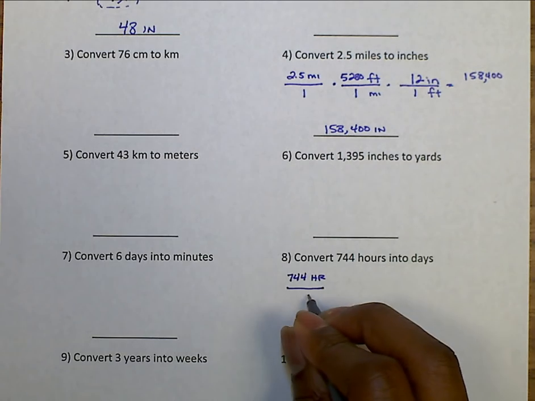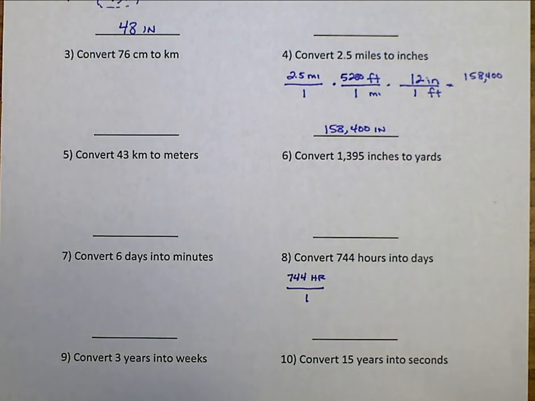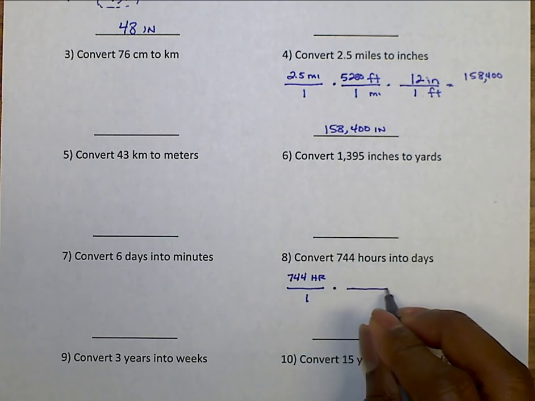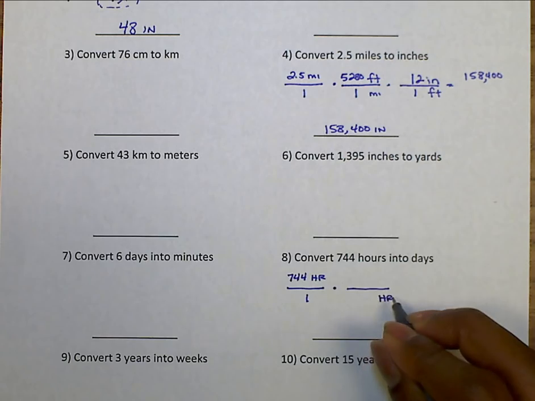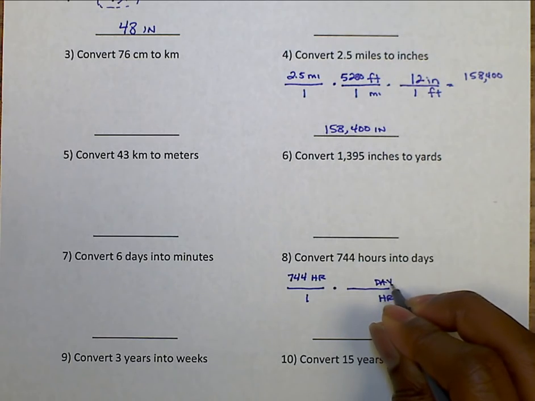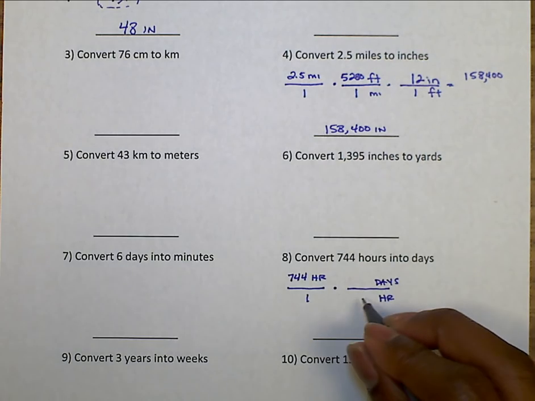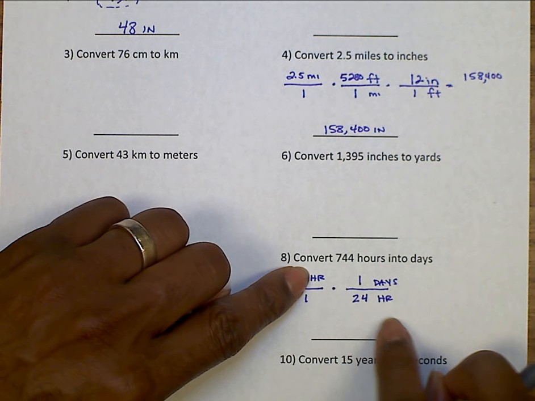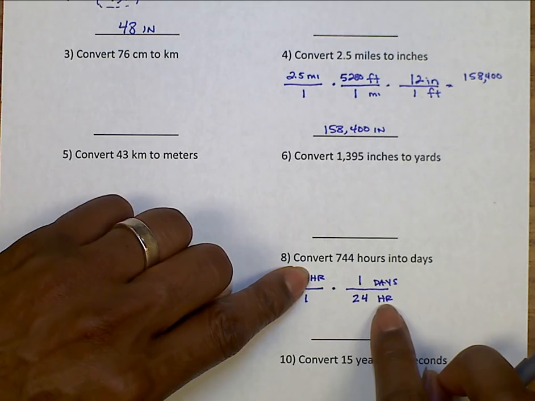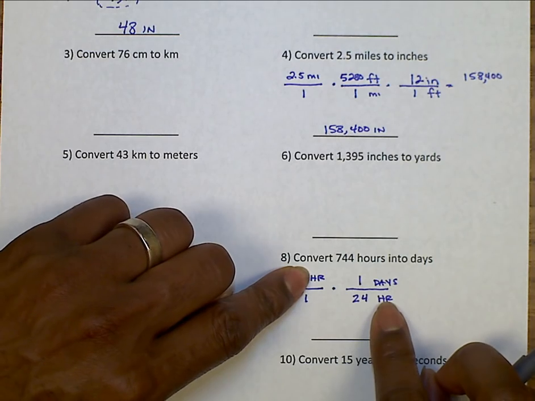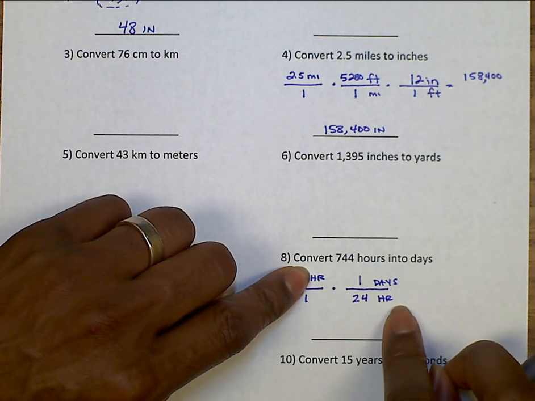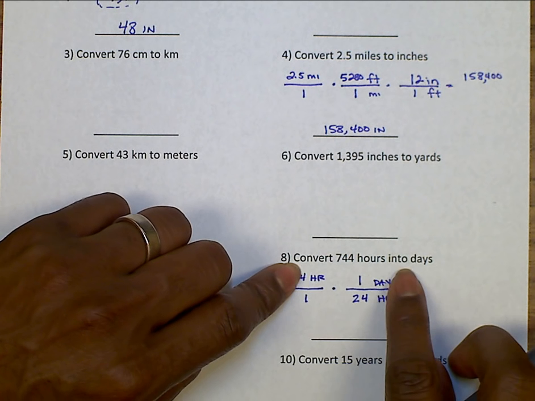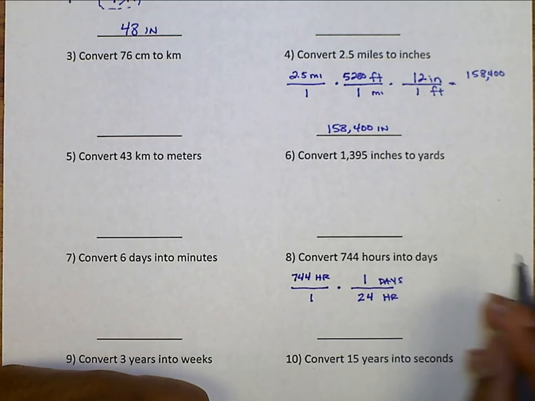Okay, so we start with 744 hours. That's it. So we just leave it over 1. And now I can go from hours straight to days, because I know that there are 24 hours in one day. Again, notice, because my hour unit is in the top for the first fraction, I want to put it in the bottom for the second fraction. Numerator, denominator. That way they cancel out. The units cancel out. Otherwise, we'd have like hours squared, and that wouldn't work out for us, because that's not what we're looking for.